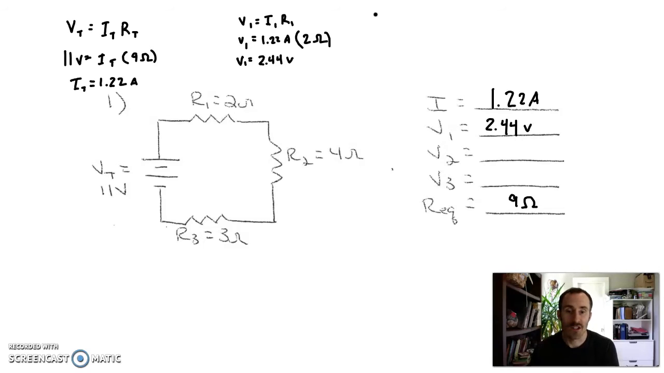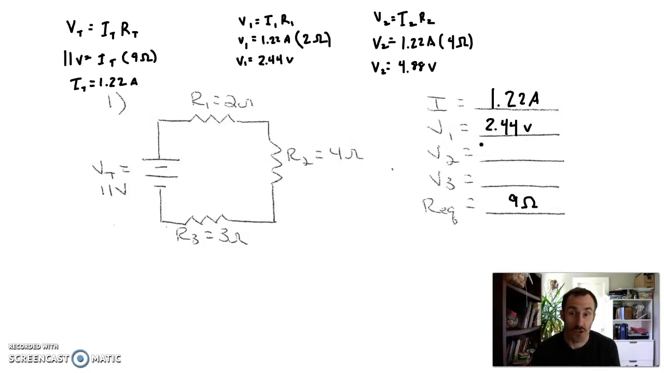I'll do the same thing for V2. V2 is I2 times R2. V2 is 1.22 amps, because it's the same current traveling through every component. And then we've got an R2 of 4 ohms. So V2 is equal to 4.88 volts. So the voltage drop across R2 is 4.88 volts. Now we've got some choice.